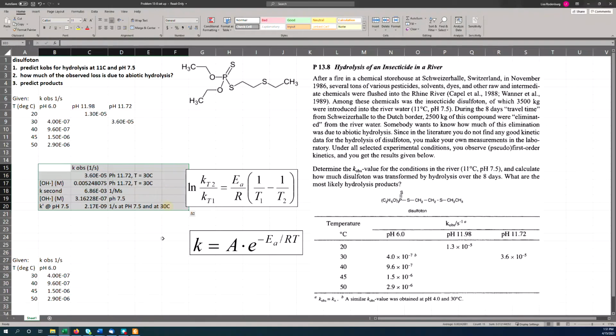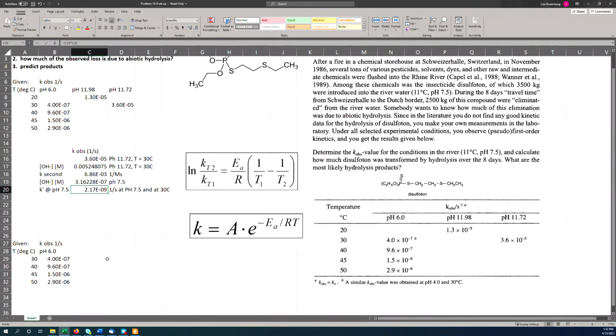The whole point was just to figure out roughly what the rate is going to be at a pH of 7.5. Remember, here's our rate constant at 7.5 and 30 degrees C. It's only going to go down from here, right? It's going to go down by almost 20 degrees because it's going to go down to 11 degrees. So it's going to go down by more than a factor of 2, probably close to a factor of 4, because this already went down by more than a factor of 2 over just 10 degrees. So this is only going to get slower, okay?